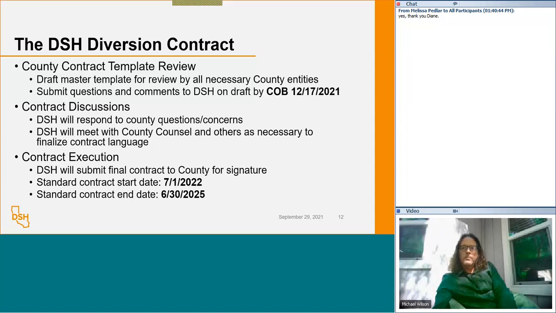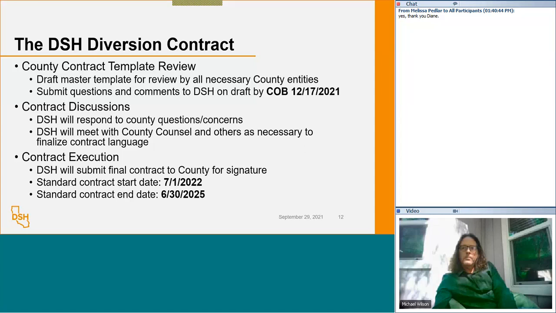This is a process that we used with our initial round of counties in 18-19, and it really did help expedite the contract process because the program planning process can take a number of months, and I think most of us in government know that the contract review process can take a number of months. So if we can do those simultaneously, it really helps move things along.